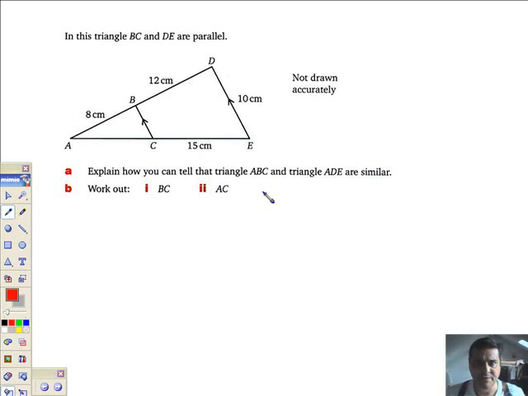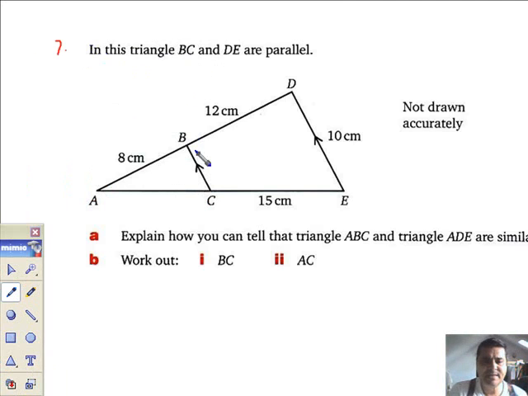Two more questions to finish off section 15.3, slightly more challenging ones now. This is question 7, by the way. In this triangle, BC and DE are parallel. If they're parallel and we have a large triangle formed with two parallel lines, then straight away they're similar. That is to say that this triangle and the big one are similar.